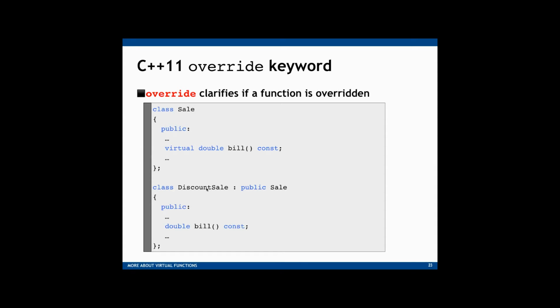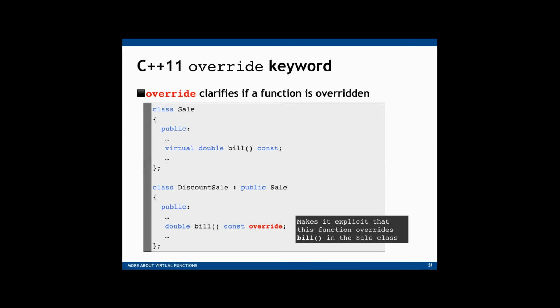take the DiscountSale class, which is a child class of the Sale class. You do not know which member functions are virtual and which member functions are being overridden by just looking at the derived class. If you look at this example, the bill is a virtual function because there is a virtual keyword. But the bill member function here is also virtual because it inherits this bill member function. But by just looking at this derived class, DiscountSale, you have no idea whether this bill is a virtual or non-virtual member function.